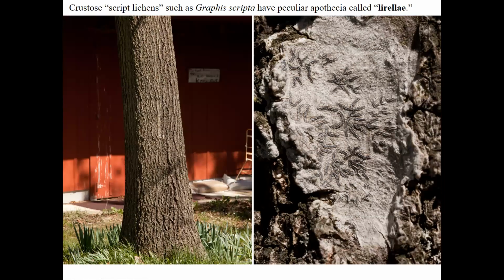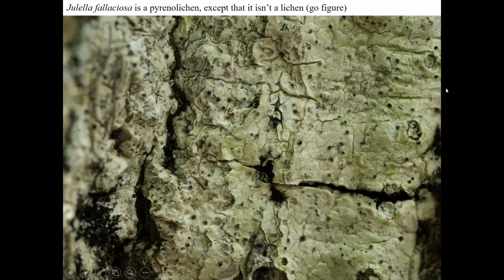These are called script lichens. They're a type of crustose lichen where the apothecia are embedded into the substrate. The substrate is a tree, and they're so irregular looking that they resemble writing. Instead of producing cup-like, peanut butter cup-like apothecia, this is what they do, and they're called script lichens.